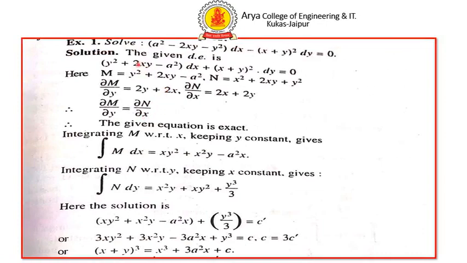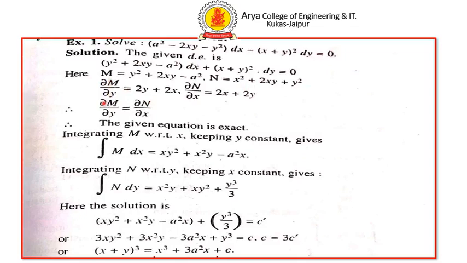To understand the exact differential equation, we take some examples. Example 1. Solve (a square minus 2xy minus y square) dx minus (x plus y) the whole square dy equals 0. The given equation is in the form of M dx plus N dy equals 0. Here M equals y square plus 2xy minus a square, and N, the coefficient of dy, is x square plus 2xy plus y square.